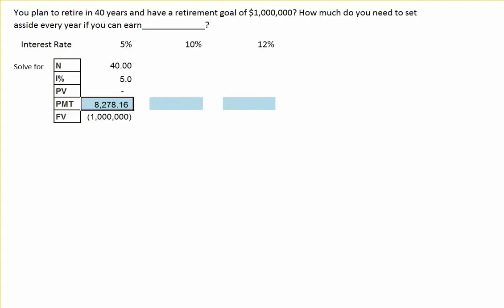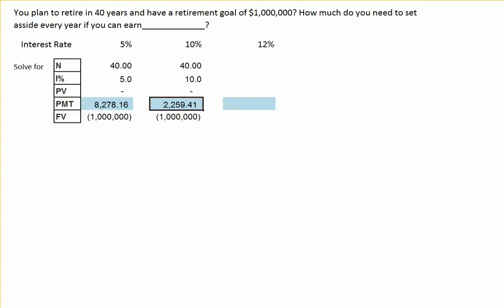If we could earn a 10% interest rate, we're going to find we don't need to set aside as much. Again, $1 million is the future value. That's our goal. We have 40 years, a 10% interest rate. We have no money in our account to begin with, and we can see the payment would need to be $2,259. That is what we would have to set aside at the end of every year for the next 40 years to reach our goal.